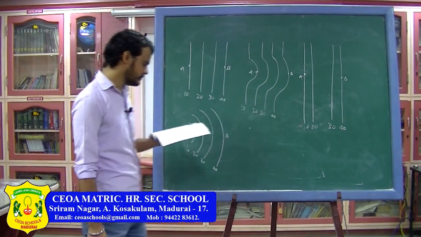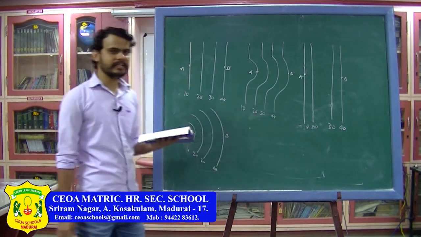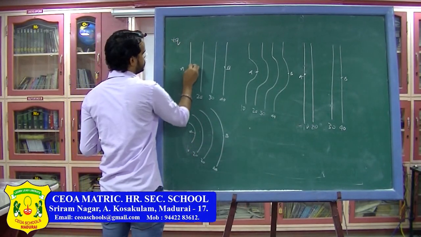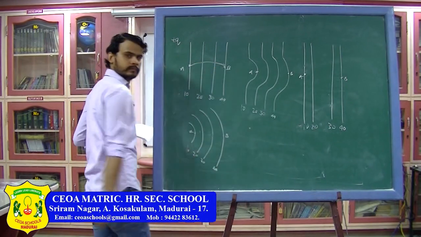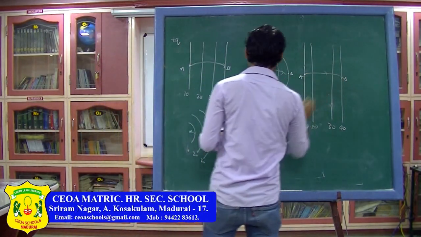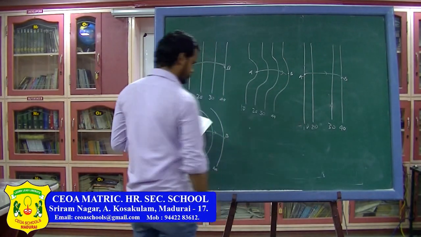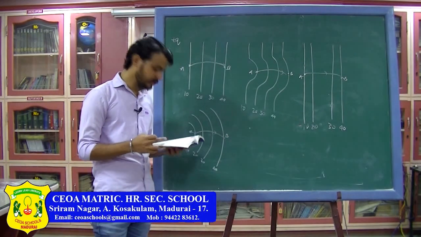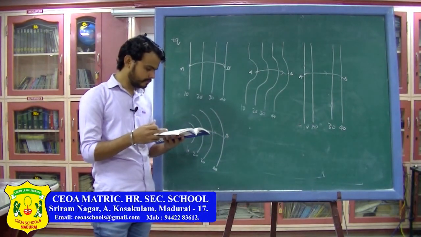Now, a positive charge is moved from A to B in each diagram. So, you are taking a positive charge, I will assume plus Q, and you are moving the plus Q charge from here to here in all the diagrams. And then you have to find the work done and compare them.